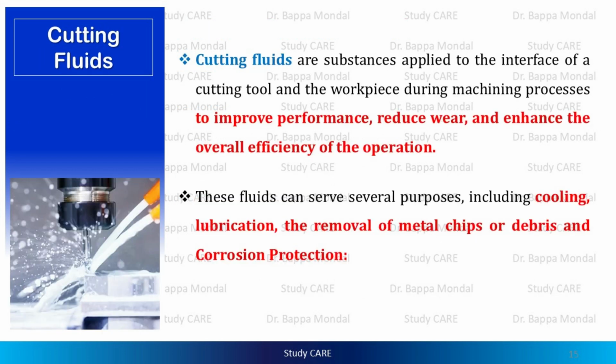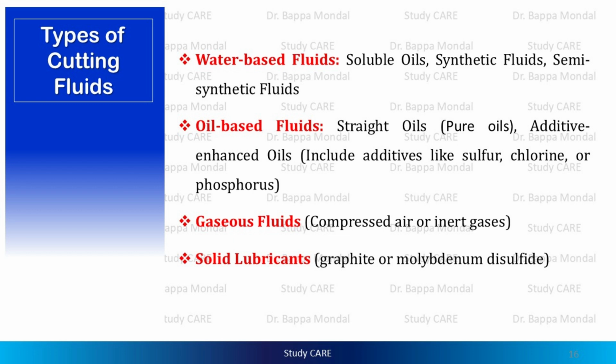Cutting fluids are substances applied to the interface of a cutting tool and the workpiece during machining processes to improve performance, reduce wear, and enhance the overall efficiency of the operation. These fluids can serve several purposes, including cooling, lubrication, the removal of metal chips or debris, and corrosion protection. There are different types of cutting fluids.